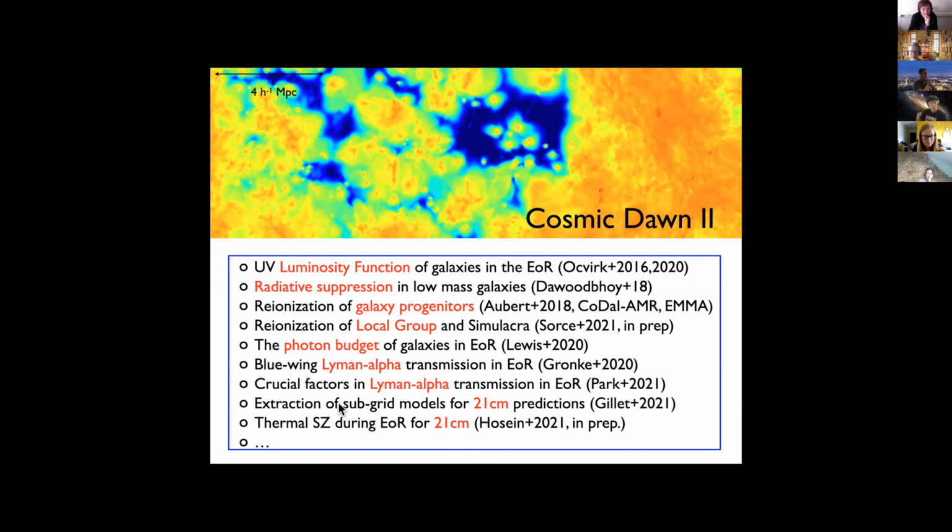It's also useful for extracting subgrid models for 21 centimeter predictions, as was done in Gillet et al. 2021. So it's good to see that such a simulation, although it takes up a lot of resources to produce, ends up being very useful in different areas of the study of the epoch of reionization.